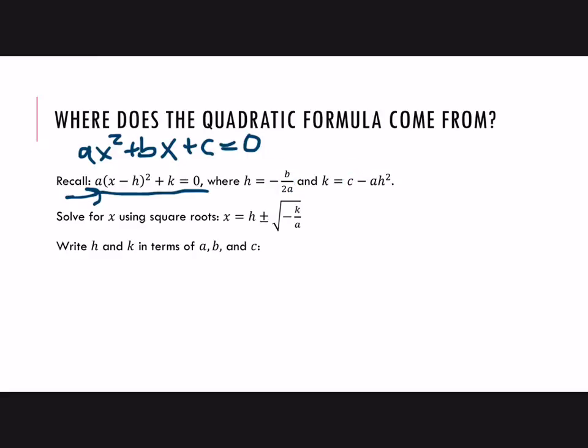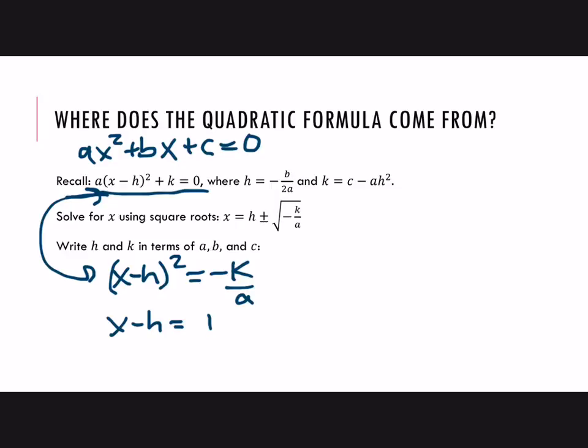So first off, let's solve for x from vertex form using square roots, and we've seen how to do this before. We would subtract k from both sides and then divide by a. Okay, that's negative k over a. Then we would square root both sides and add in a plus or minus sign. And then we would add h to both sides, and we end up with this equation here: h plus or minus the square root of negative k over a.